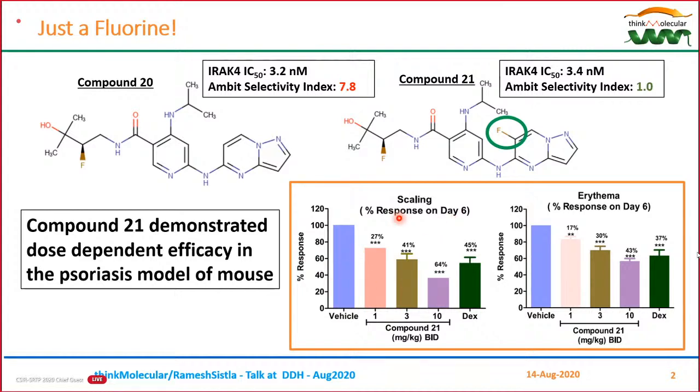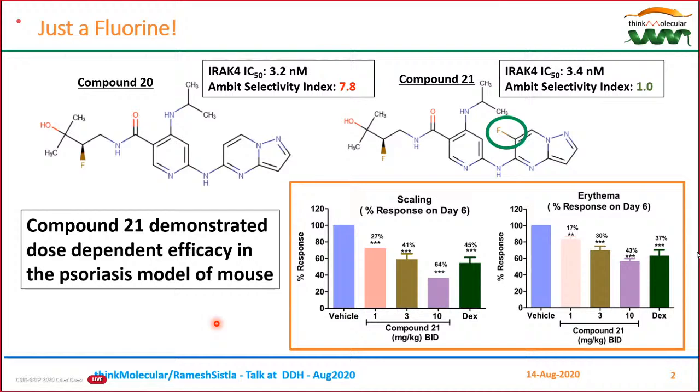Like if you take the scaling or erythema, as you can see that at 1 mg per kg, it is showing about 27% efficacy, down to about 64% efficacy at 10 mg per kg. Okay. Similarly for erythema as well. Okay. So this was a kind of a proof of concept compound for us.